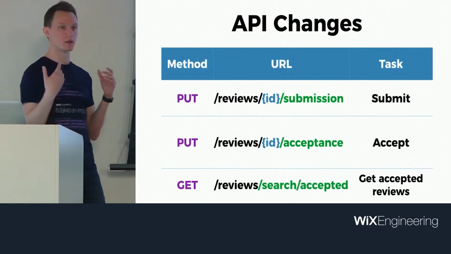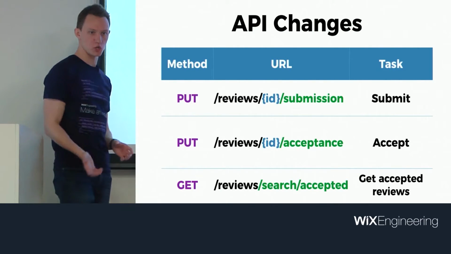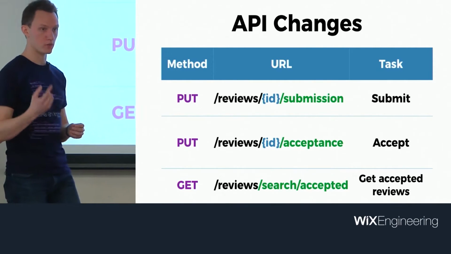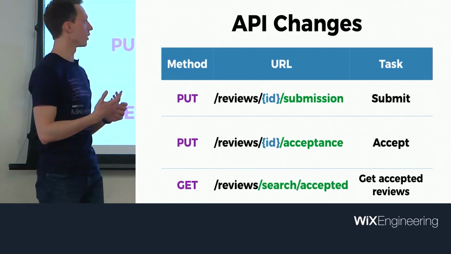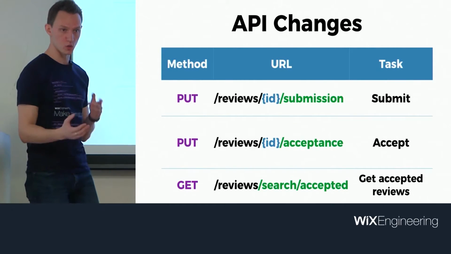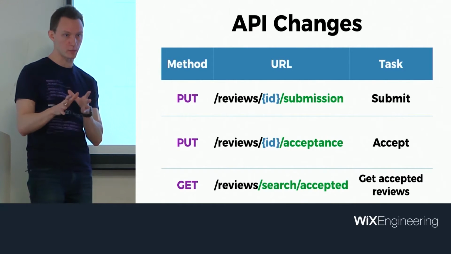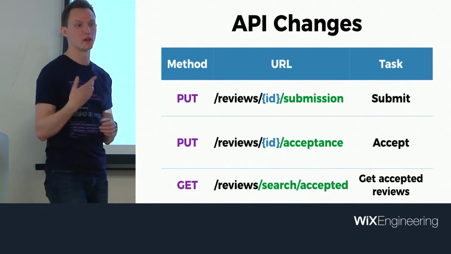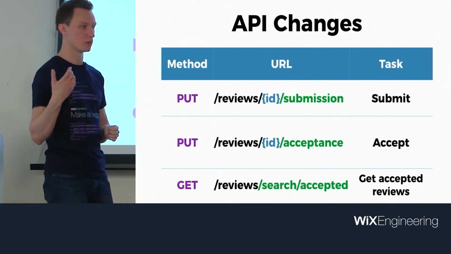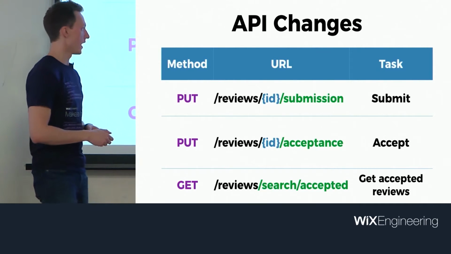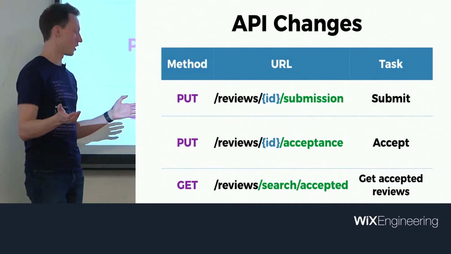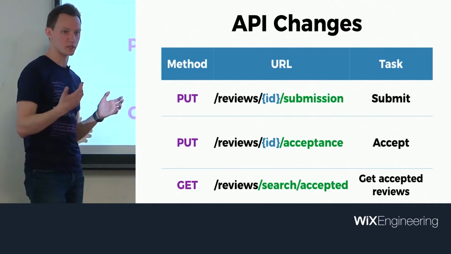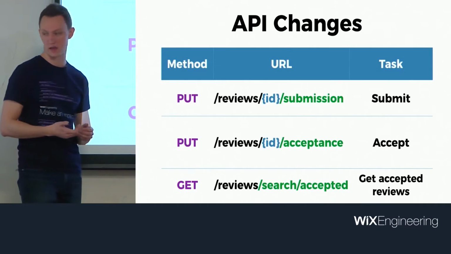So that's why we'll make some API changes. The API changes will be really, really simple. For each particular review, we will now be able to submit it. So we are creating it, updating it, and then we submit it. Once it's submitted, the review team can accept it by sending the push request to the acceptance resource. Afterwards, we can get the list of accepted reviews, because accepted reviews is exactly what the user should see at the very end.